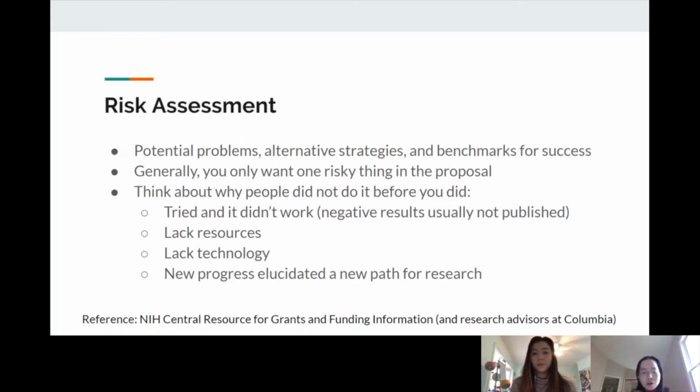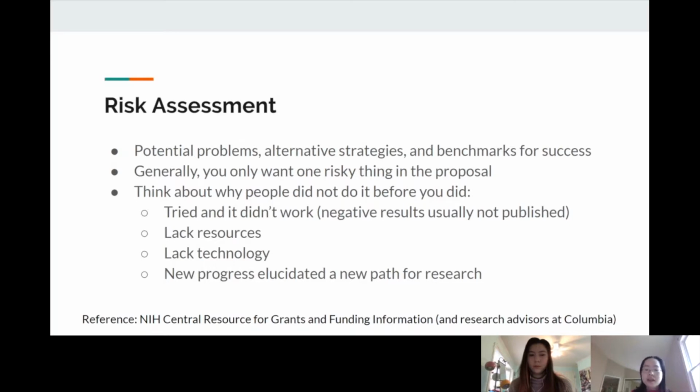And so what you really want to aim for is projects that approach the last two: lacking technology, and new progress elucidated a new path for research. If you lacked the technology previously, but now you have it, this is a really good time to do it, because now you have the resources to do what people thought about doing before. And if new progress elucidated a new path, previously people didn't think it was interesting, but now we realize that this might be really fruitful. So this is now a good approach.